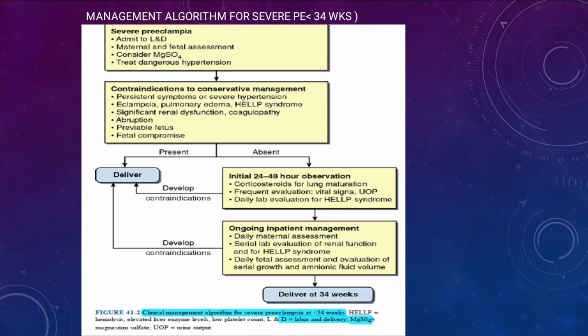Management algorithm for severe preeclampsia: you admit the patient, maternal and fetal assessment, treat dangerously high hypertension like 180 to 210 systolic BP. Consider contraindications to conservative management like persistent symptoms, HELLP syndrome, renal dysfunction, coagulopathy, placental abruption, fetal compromise. If absent contraindication, you can initiate 24 to 48 hour observation for lung maturation. Less than 34 weeks, you can wait 24 to 48 hours for lung maturation, with frequent evaluation of vital signs, daily evaluation, HELLP syndrome, ongoing management, daily maternal assessment, serial evaluation, daily fetal assessment, serial growth, and deliver at 34 weeks. If any contraindication, deliver.